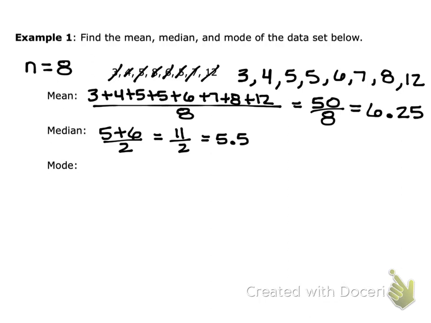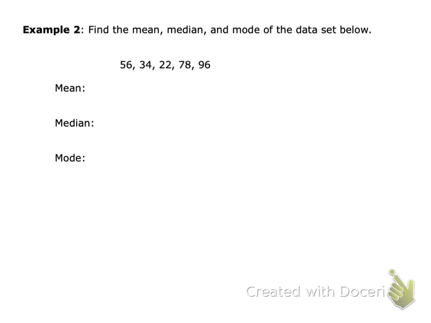And then our mode is any number that has the greatest frequency, so it shows up the most. In this case, 5 shows up the most. So these are our three measures of central tendency. These are the ones that I would expect you to teach if you started teaching upper level. Mean, median, and mode. Let's look at example 2. So first thing we're going to do is put them in order from least to greatest.